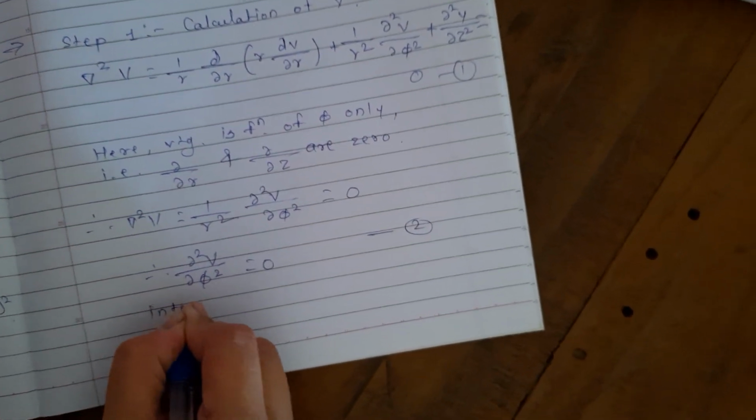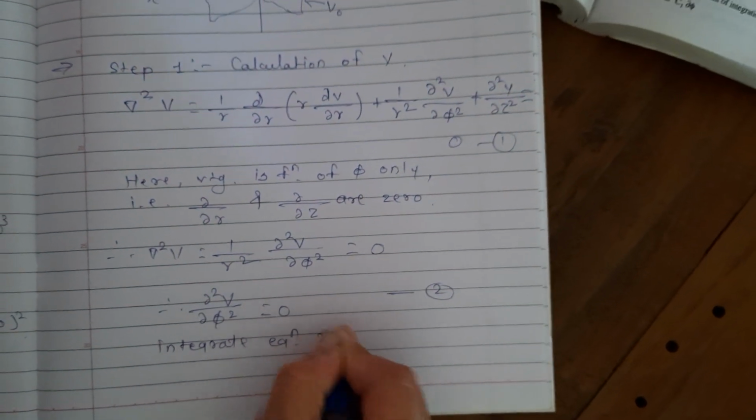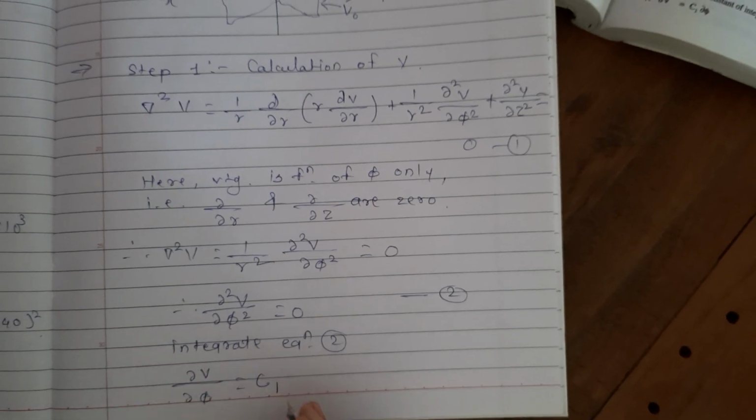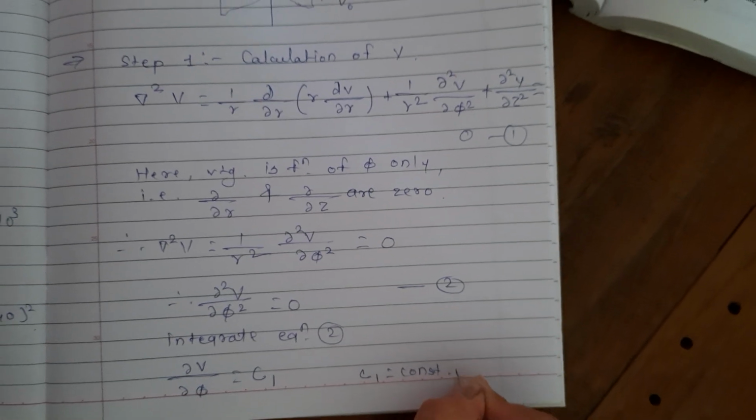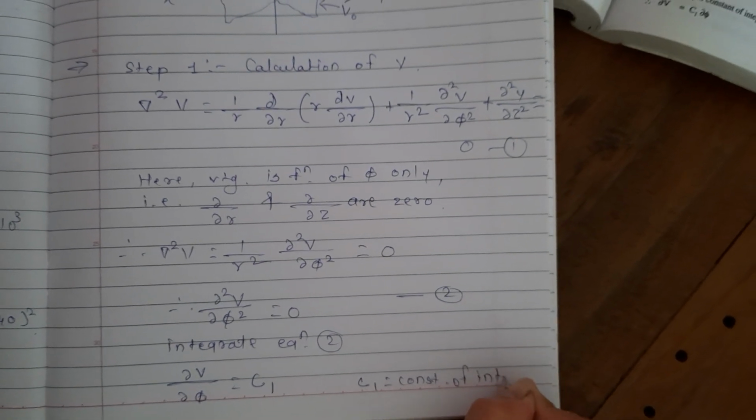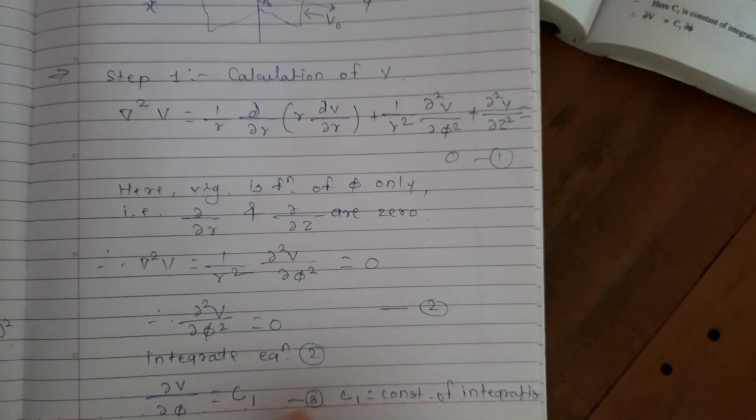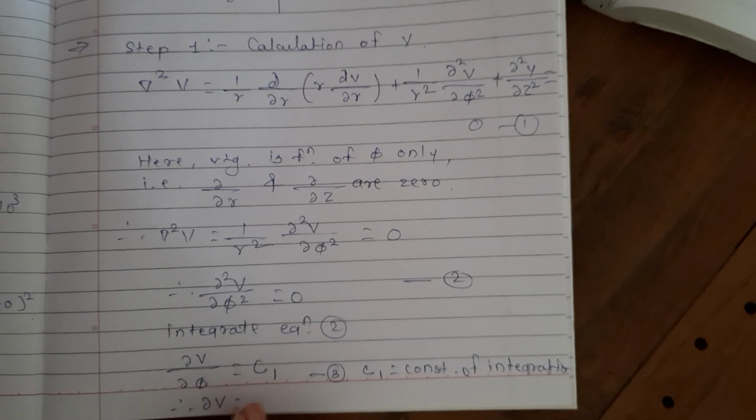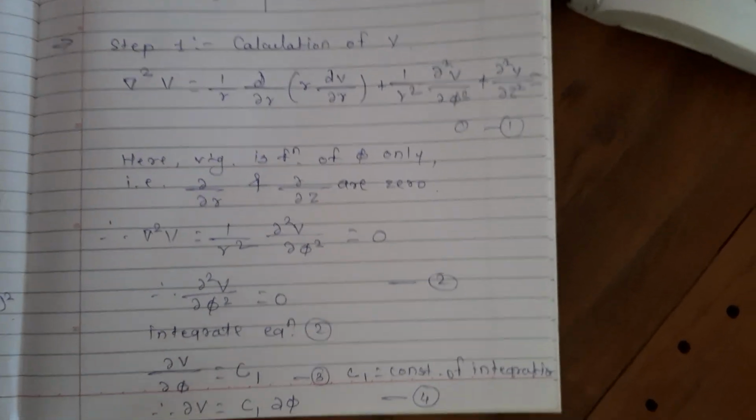Now to find the value of V, integrate equation 2. So dV by d phi is equal to C1. What is C1? C1 is the constant of integration. This is equation 3. So we can write this equation as dV is equal to C1 d phi. This is equation 4.